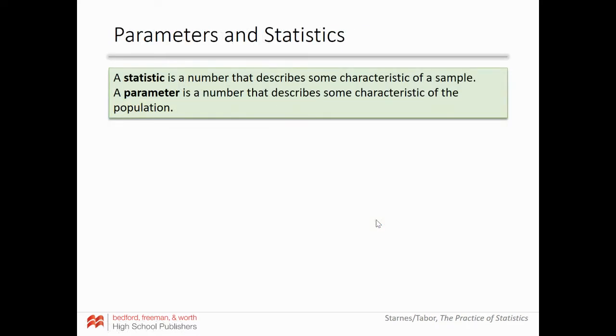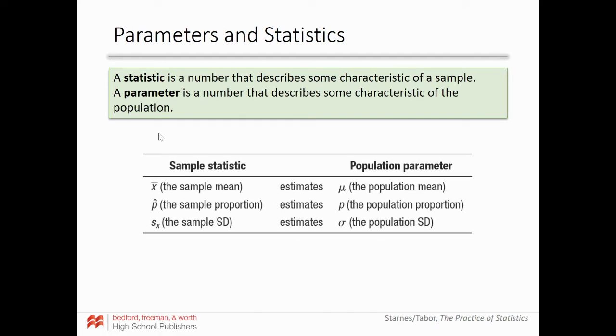We should be familiar with these two terms already, but a statistic is a number that describes some characteristic of a sample, while a parameter is a number that describes some characteristic of the population. So statistic goes with sample, parameter goes with population.